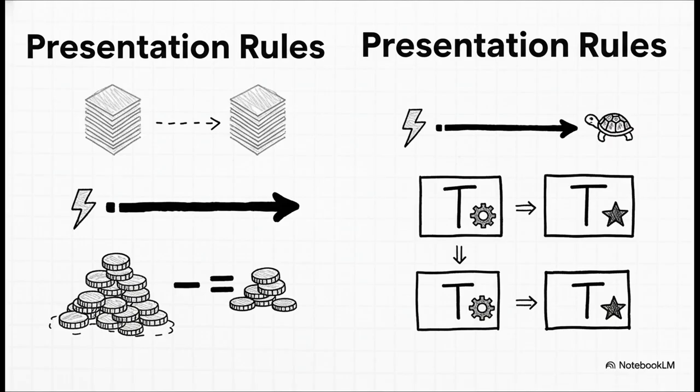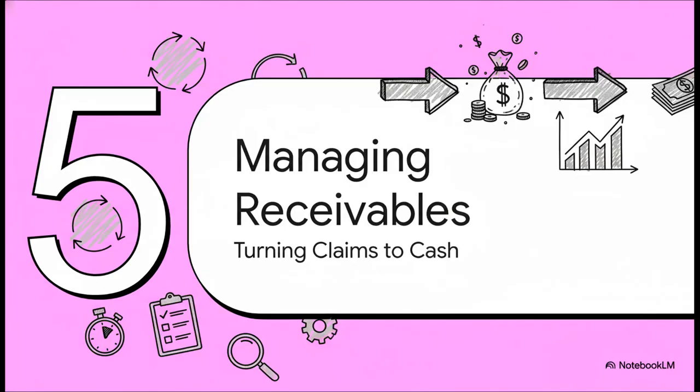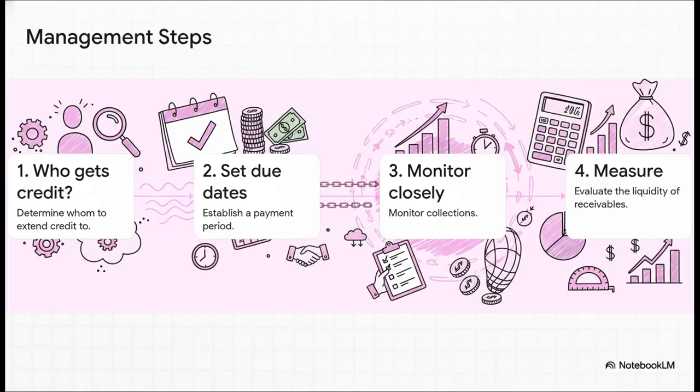On the income statement, credit losses are considered a normal operating expense, but interest income is usually reported separately in the non-operating section. And that brings us to our final and perhaps most critical section, management. You see, it's one thing to account for receivables correctly, but it's another thing entirely to manage them well, to make sure they actually turn back into cash for the business. Effective management really boils down to a 4-step process.